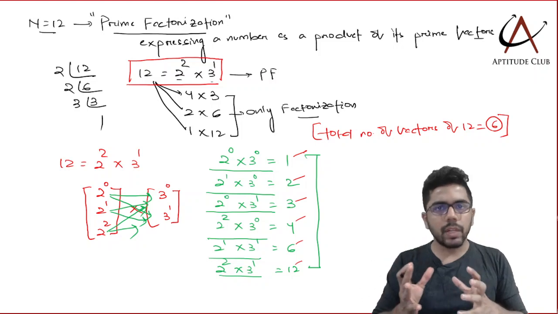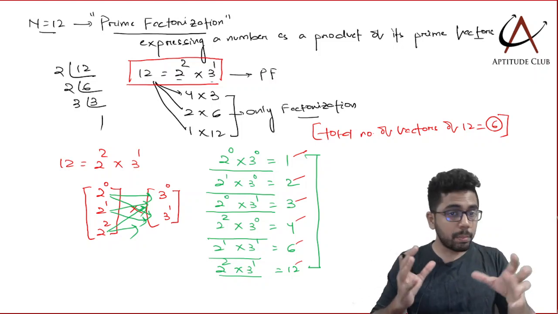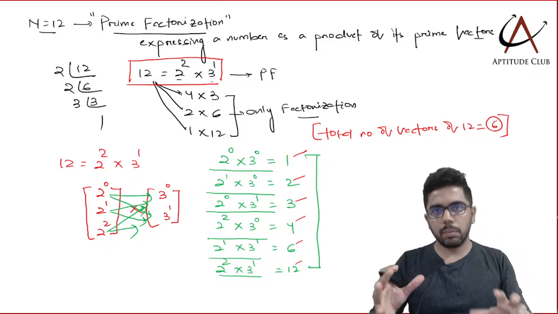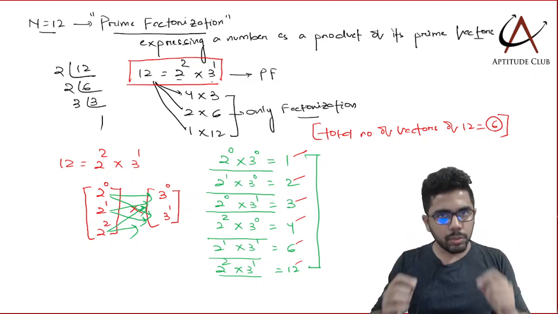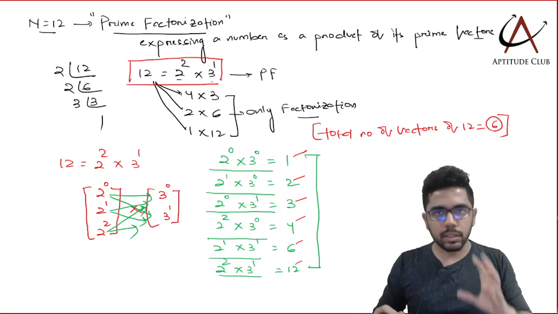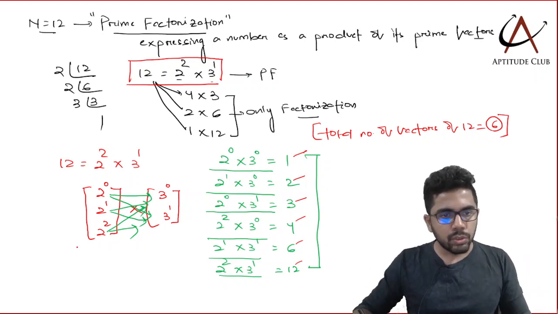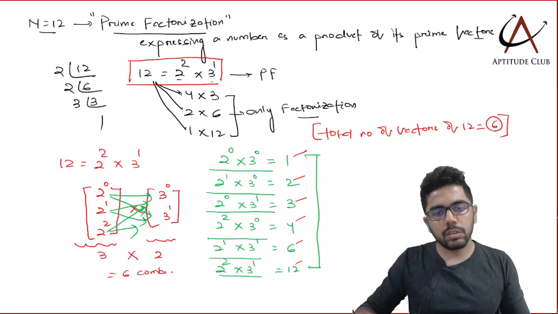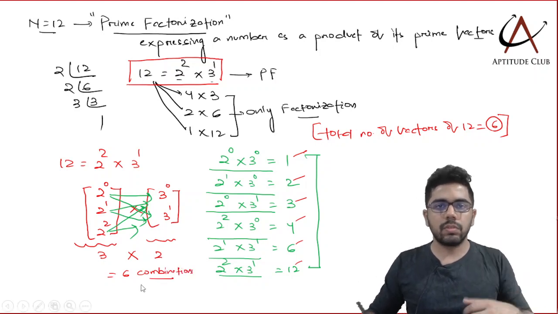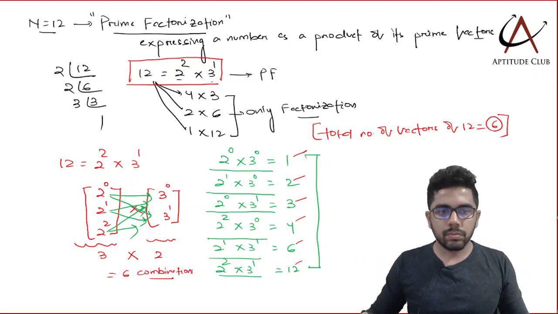What was the logic of getting factors? That I'll combine the prime powers. यहाँ पे जो 2 के powers है और 3 के powers है, you'll combine the prime powers. So the logic was the number of different combinations I can have, that many different factors basically I'm getting. So here I can see there are 3 possible forms of 2 and 2 possible forms of 3. So 3 into 2 I will get 6 combinations. So number of different combinations will give me the number of different factors.